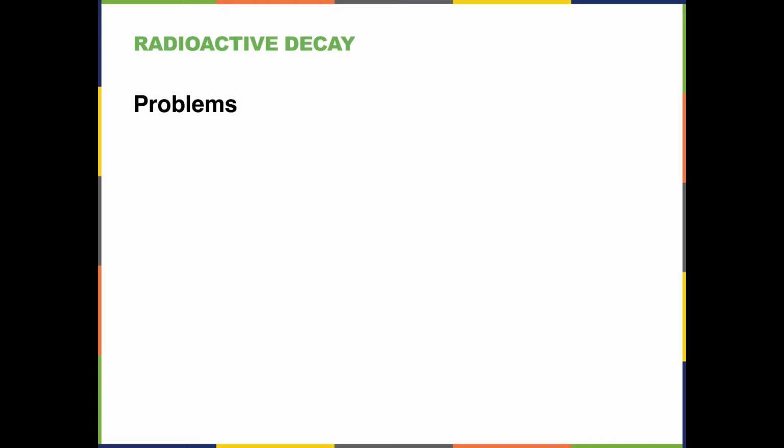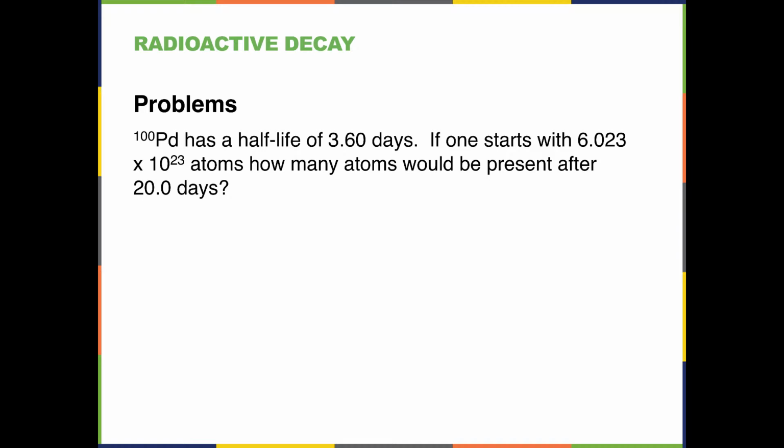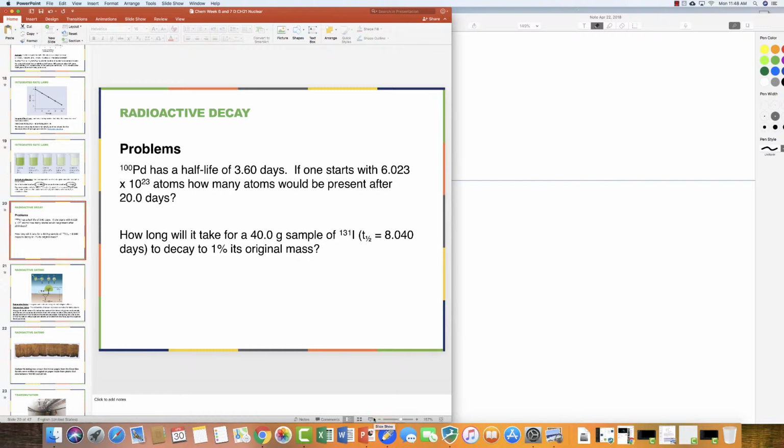So let's take a look at a couple of problems in radioactive decay, and if we get a chance, also take a look at the problem that we were doing in class. So here's the first problem. Polonium decays with a half-life of 3.6 days. If one starts with a mole of atoms, 6.02 times 10 to the 23rd atoms, how many atoms are present after 20 days? So let's take a look at how we would do this.